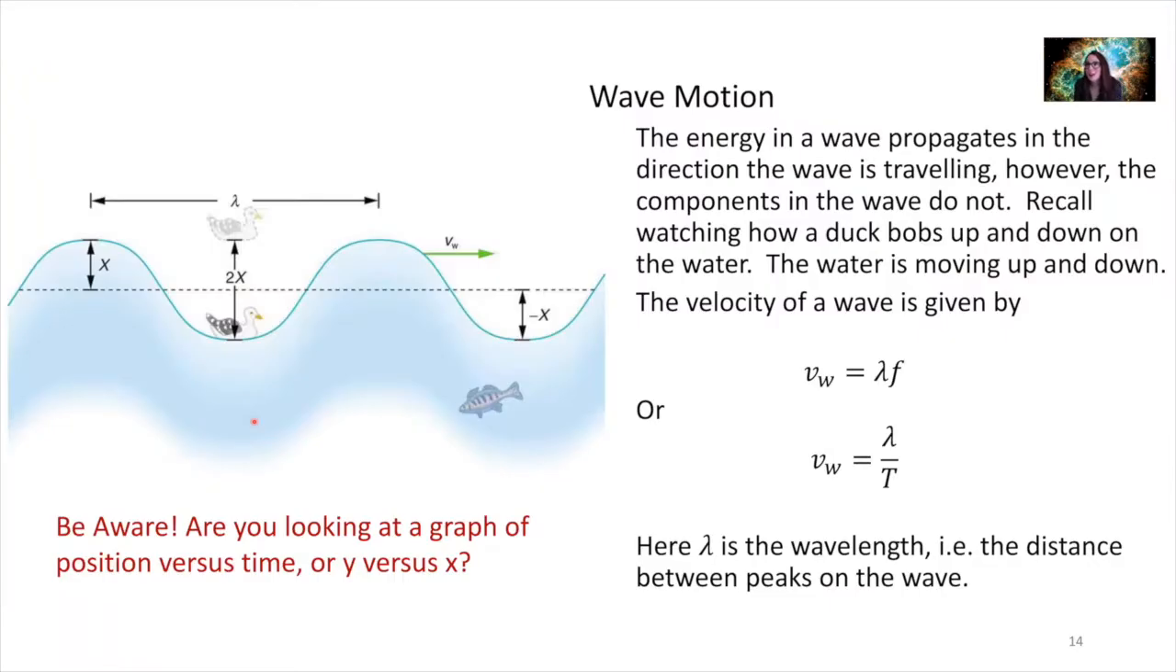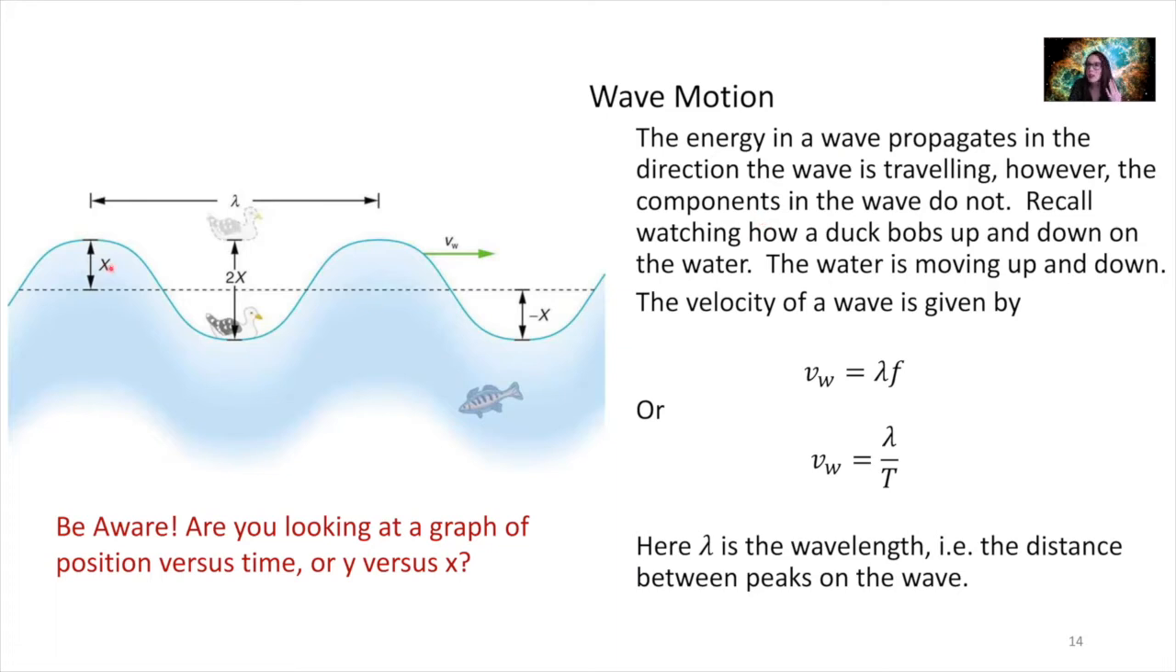Here we have another example. We've got a wave traveling on the surface of water, okay? So our wave is going to travel with some speed along the surface of the water. The water particles oscillate up and down. It's the wave that moves forward. So the energy in the wave propagates in the direction the wave is traveling. Propagates means moves. But the components of our wave don't move.